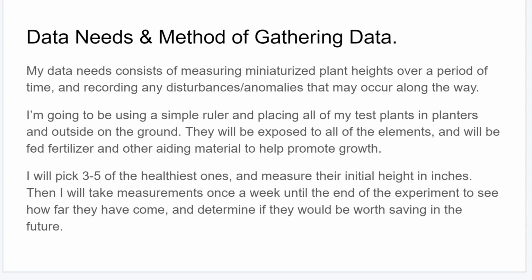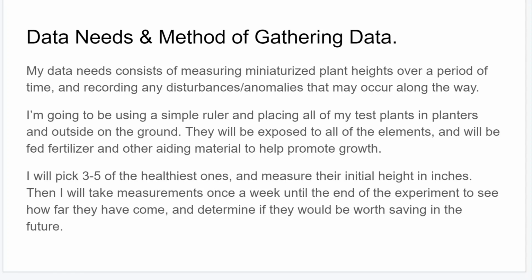My data needs were very simple and consisted of taking weekly measurements using a simple ruler of all of the miniaturized plants I set aside. Gathering this data was very simple and easy since I can take care of the plants and collect the data on their heights whenever I go to work.